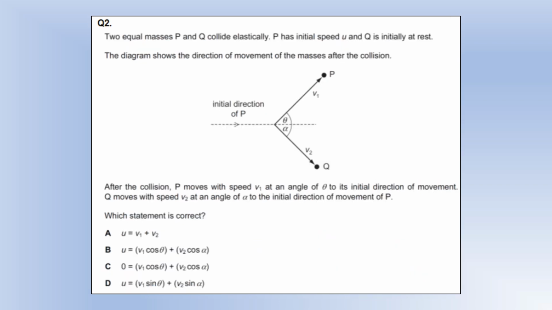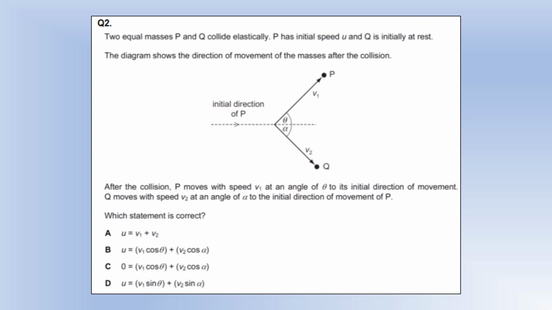Okay, so two equal masses P and Q collide elastically. P has initial speed u, and Q is initially at rest. The diagram shows the direction of movement of the masses following the collision. After the collision, P moves with speed v1 at an angle theta, Q moves with v2 at angle alpha. Which statement is correct? So I'm going to apply conservation of momentum using the initial direction of P as the direction to apply it to.